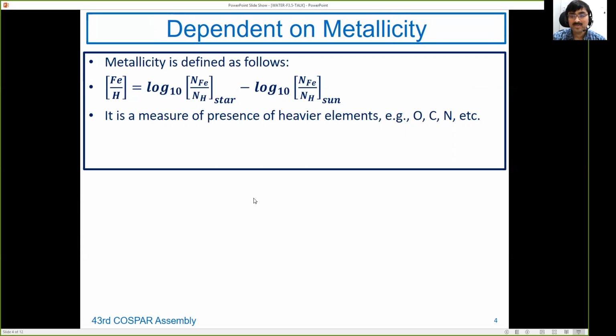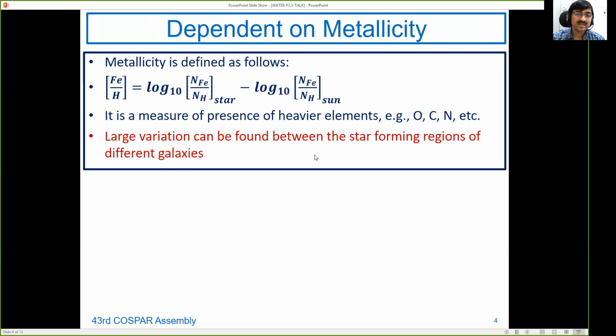For water production, the abundance of atomic oxygen is different in different star forming regions, which means it will impact water formation, and a large variation is indeed found between star forming regions of different galaxies. Different galaxies have different elemental abundances of oxygen. As a result, we would expect the water abundance to be different.